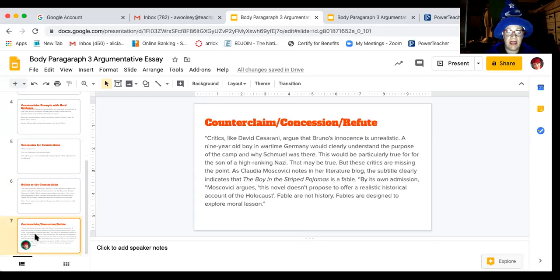So let's put it together into a paragraph. This includes your counterclaim, your concession, your refute. This is gonna be your paragraph 3. For your body paragraph 3.